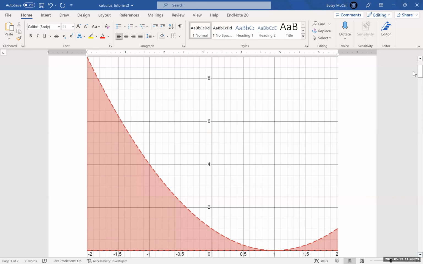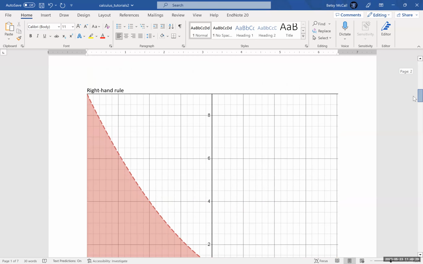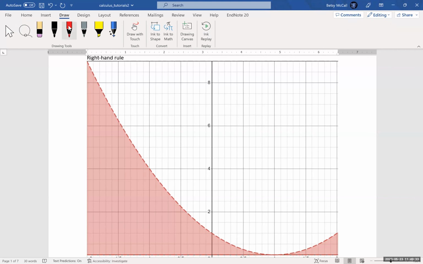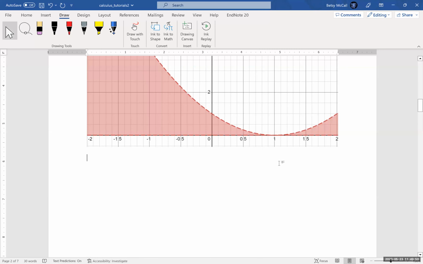So let's look at the right-hand rule, and I've created a graph. Again, this is just a copy of the same graph. But what I want to do is draw on here what the right-hand rule would entail. Now, with 8 rectangles and we're going from -2 to 2, let's write this math out just a little bit.